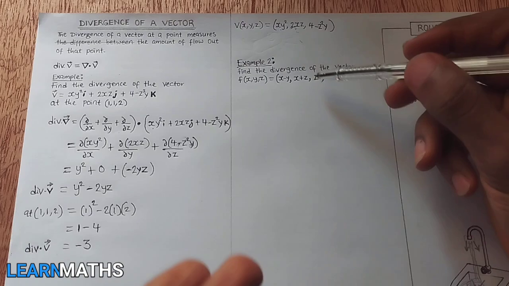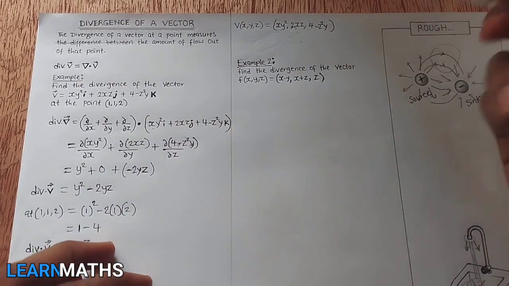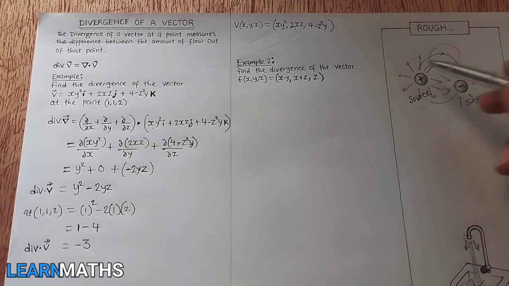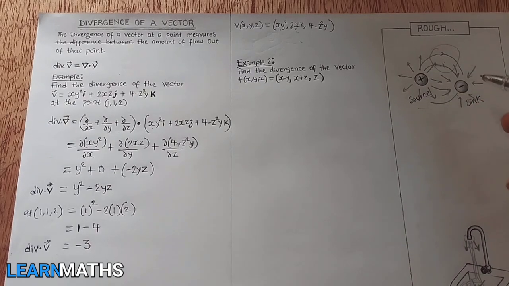Now the vector they are talking about here could be just a vector that is made up of a source, or just a sink. You understand? Let's just solve and find out. Find the divergence of the vector. There's no specified point. The vector itself could just be the source or the sink. Let's solve and find out.